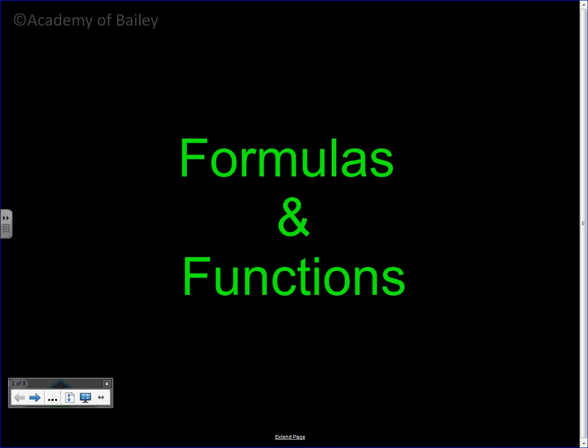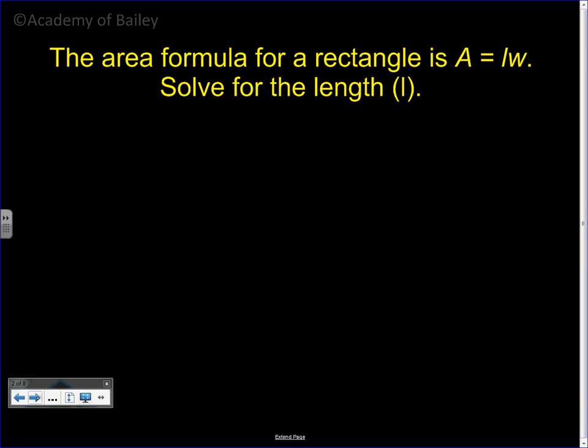Alrighty, we have a video lesson here on formulas and functions, and you should know how to solve an equation for a variable using numbers. And once you can do it using numbers, then you should be able to do it when all we have are variables. So we'll start out with something simple here.